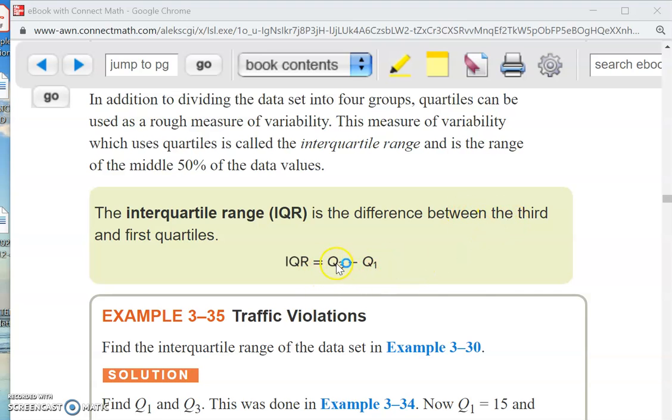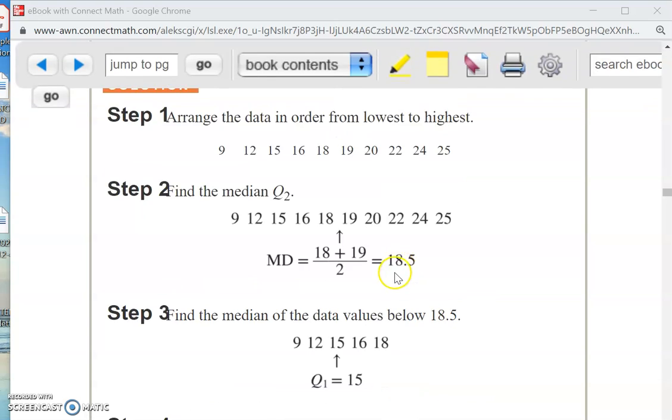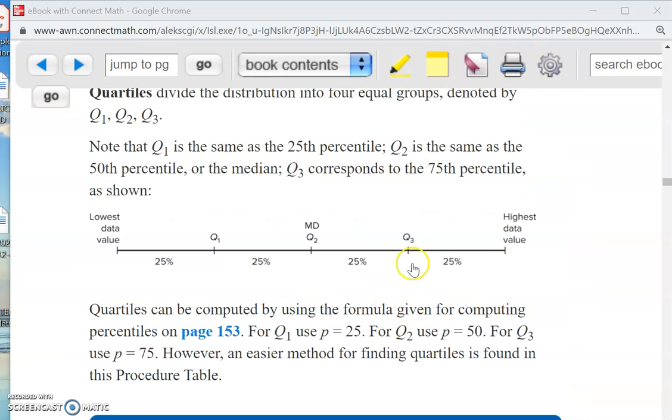Now, why is that true? Q3 take away Q1. So take a look up here. Okay, Q3 take away Q1. You take this value right here, subtract this. What do you have left? You have what's in between here.